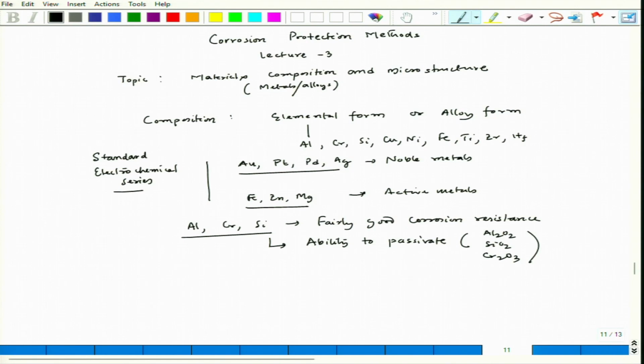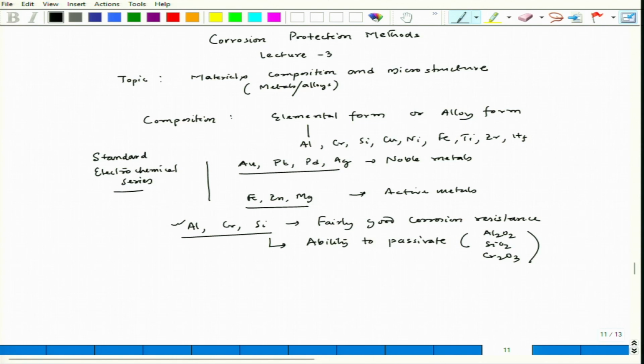This kind of information is not provided by the standard electrochemical series. It is provided by a series called the galvanic series, which is more practical than the standard electrochemical series. Now, these are about the elements.